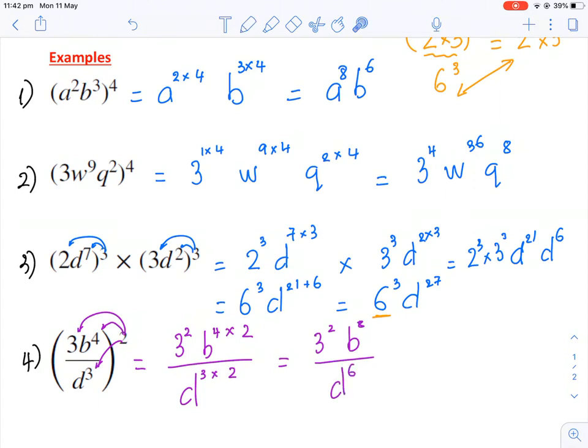You can write the coefficient here 3 squared, or if you want to bring it to the numeral form, the normal numeral form is 9. I am okay with both. Either way. So b 8, d 6.